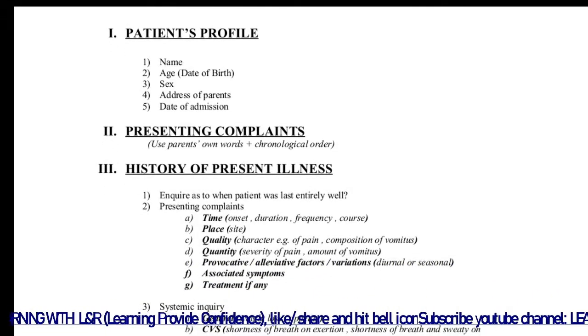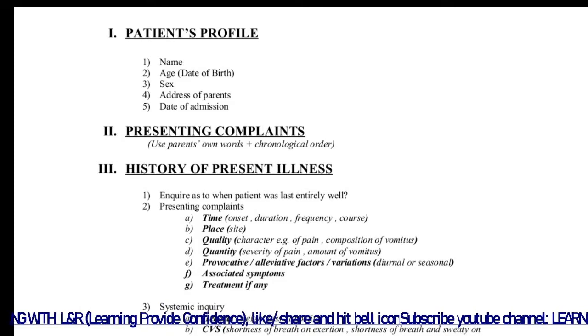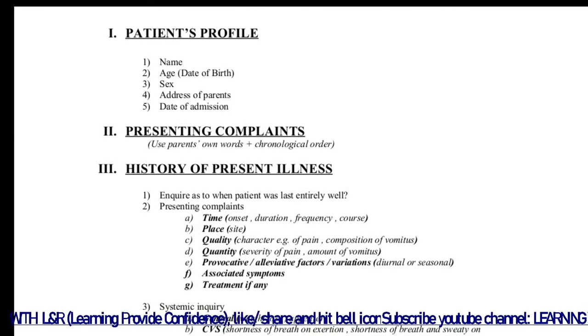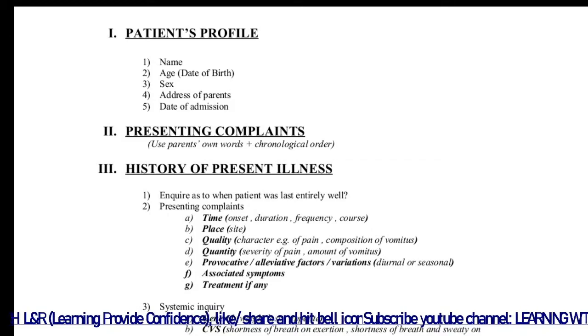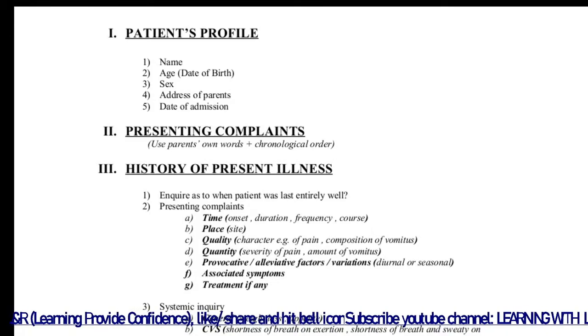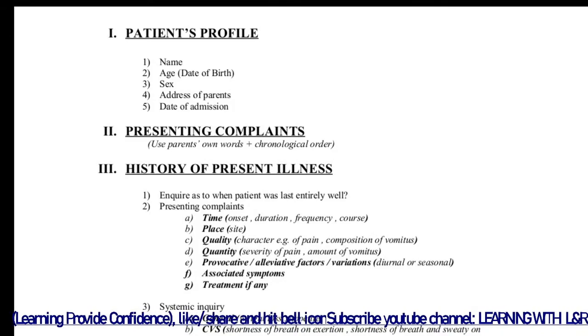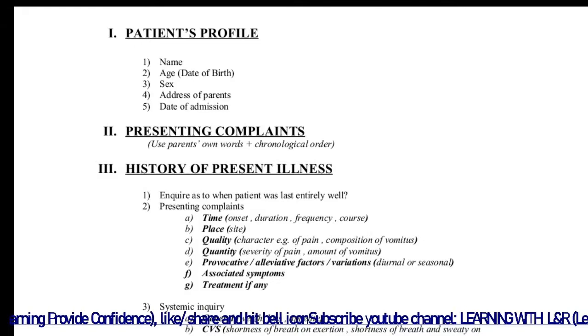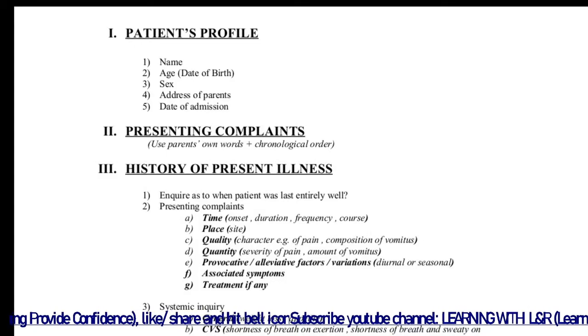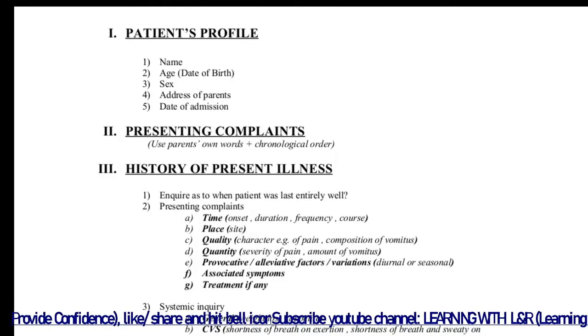What do we ask from the family about the patient's profile? First one is name of the child, age, particularly date of birth, then gender, address of the parents, and date of admission at the hospital, right?